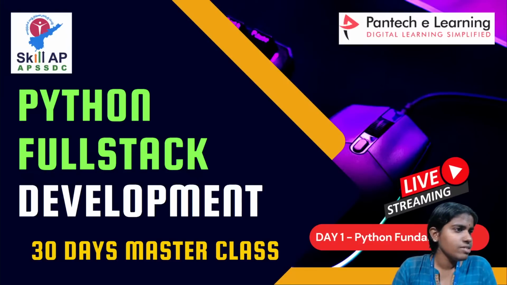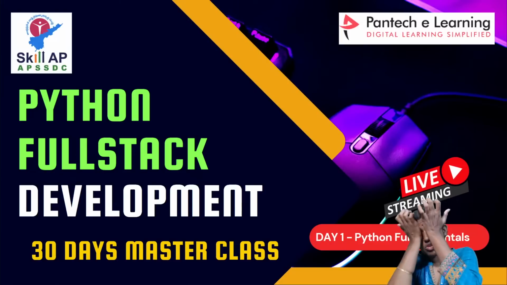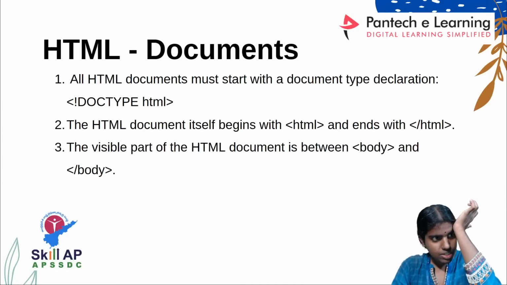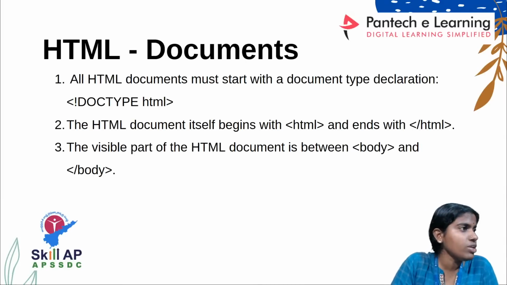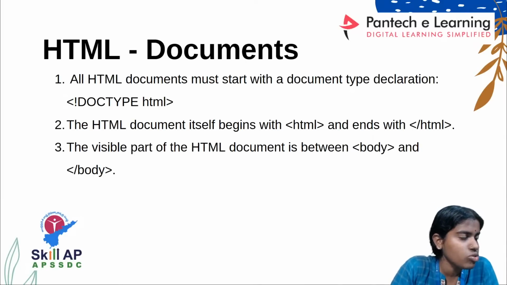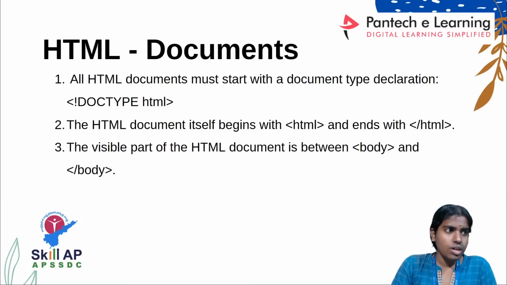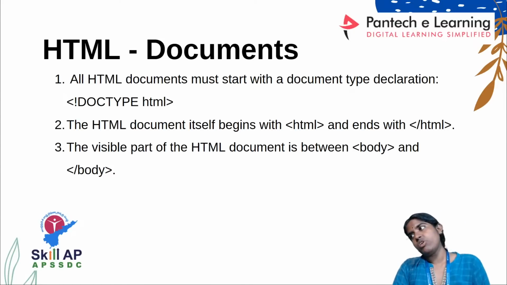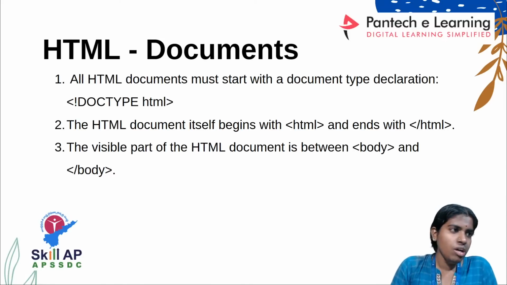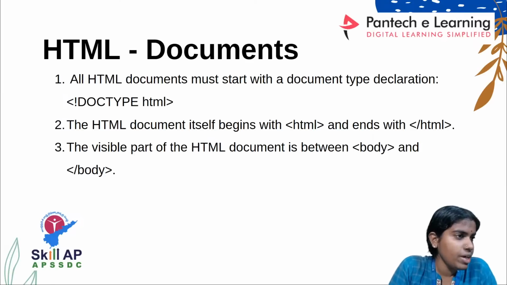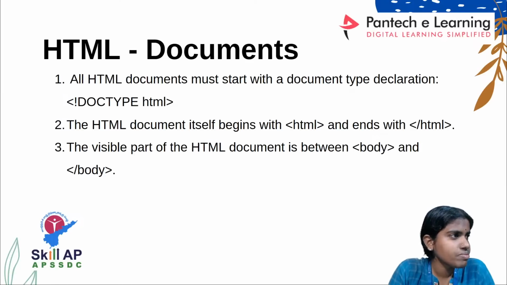I was discussing with you about different data types and operators available in Python language. So what are the different types of operators available in Python? I was discussing with you about arithmetic operators, relational operators, logical operators. What are the different operators we discussed yesterday?